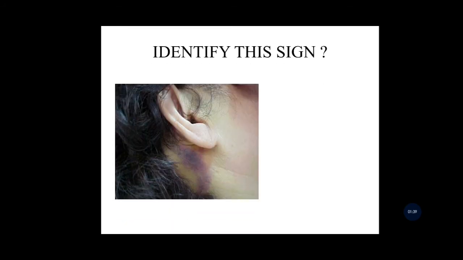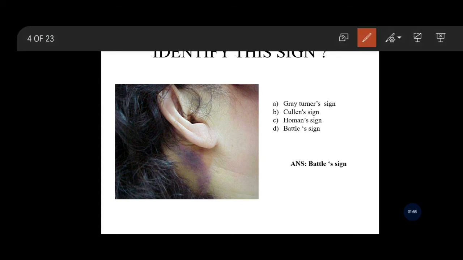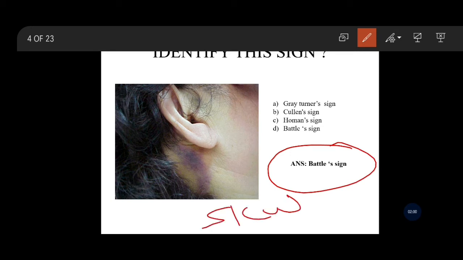Okay, next question: identify this sign. Options: Grey Turner sign, Cullen sign, Homan sign, Battle sign. The answer is Battle sign. This Battle sign is seen in skull fracture, where there is a hematoma beneath the ear. So this is the second question.